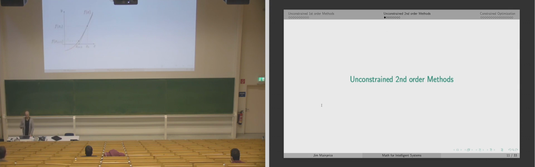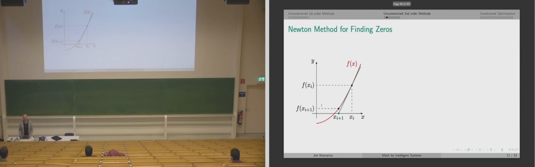Now, what about the curvature of the function? Is this going to help us? So you probably all heard about the Newton method for optimization. The Newton method for optimization comes from the Newton method for finding zeros of a function. And you probably all saw that, but I'm going to summarize it again for you.